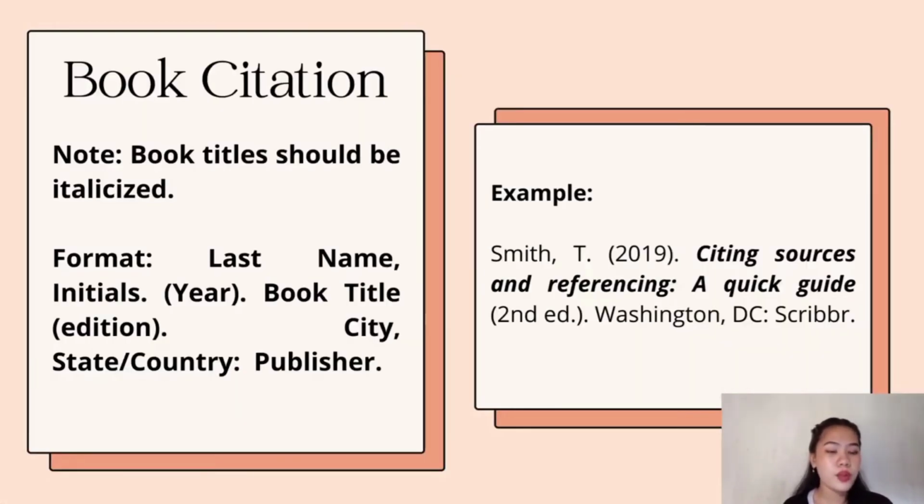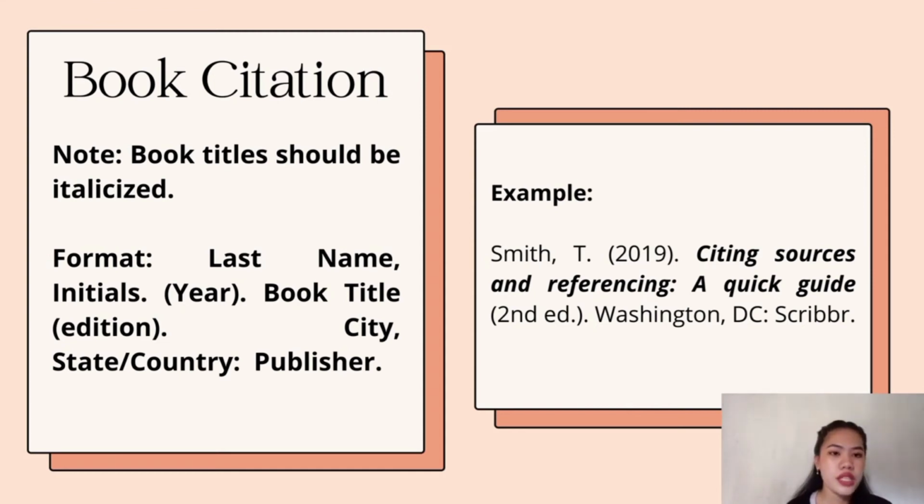And then next we have here is the book citation referencing. We have here a note that book titles should be italicized, and the format of a book citation referencing should be like this. First is the author's last name, followed by a comma, the author's initials, period, and then followed by an open and close parenthesis, and then the publication year will be put inside, and then followed by a period. And the next would be the book title, open and close parenthesis, the book edition, followed by a period, and then next would be the city, comma, the state or country, colon, and then the book's publisher.